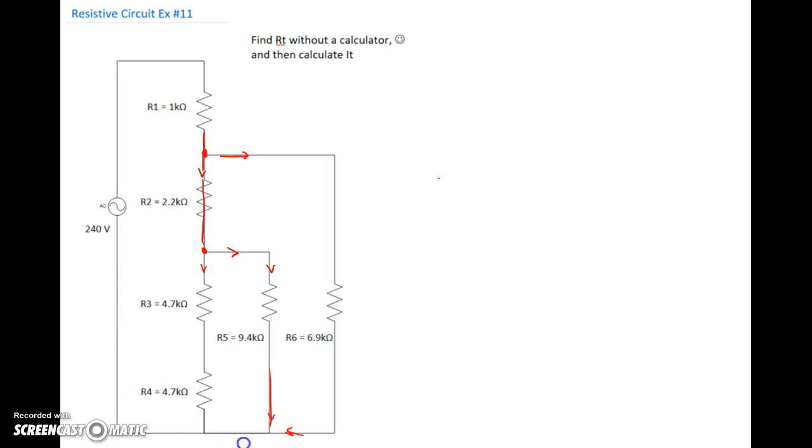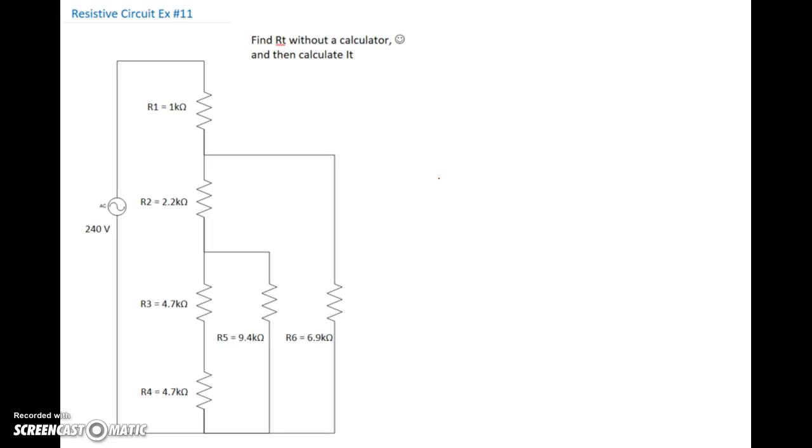We got to just break it down nice and slow. And what's this note at the top? Find RT without a calculator, and then calculate the total current. Good Lord. Alright, so we got to do this without a calculator now. Okay, well there's obviously a pattern, and that's what I'm trying to teach you: there should be a pattern within each of the circuits, and as you're doing different ladder diagrams and everything like that, there's usually a pattern to simplify things.